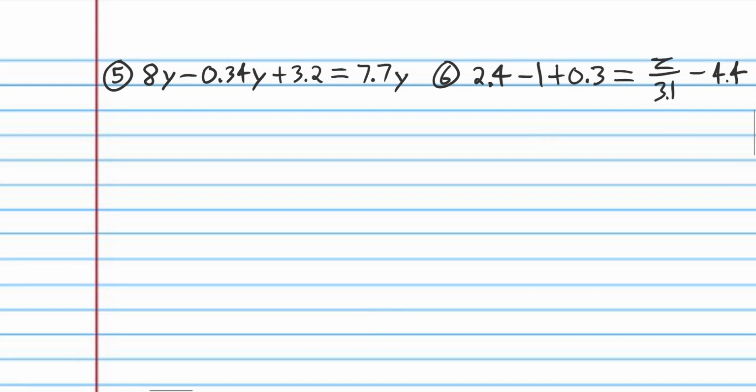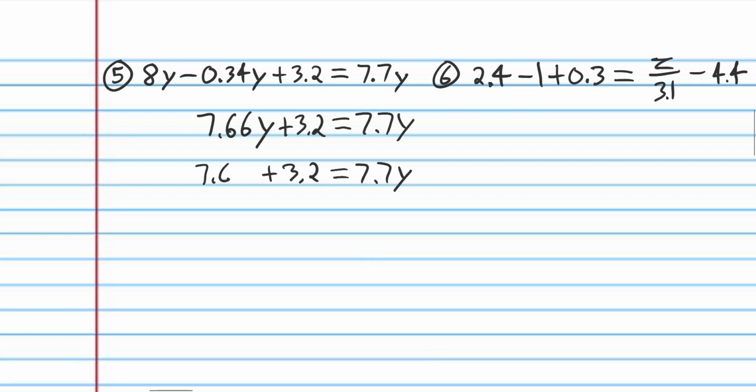All right, we're back. So 8 minus 0.34 is 7.66y. And we're going to subtract 7.66y from both sides.